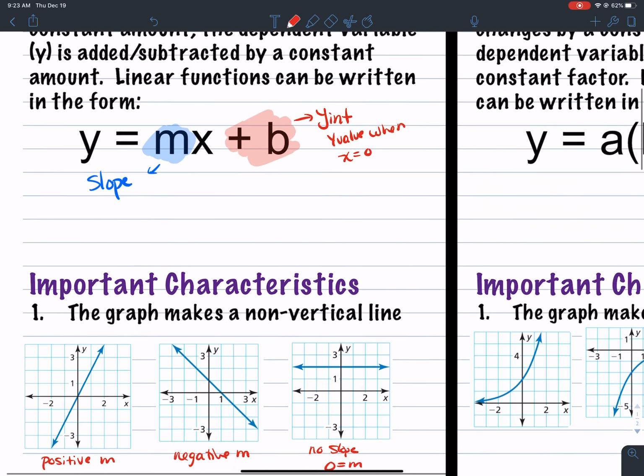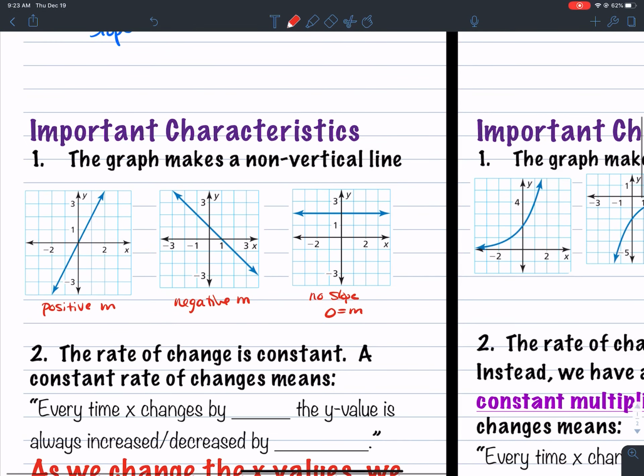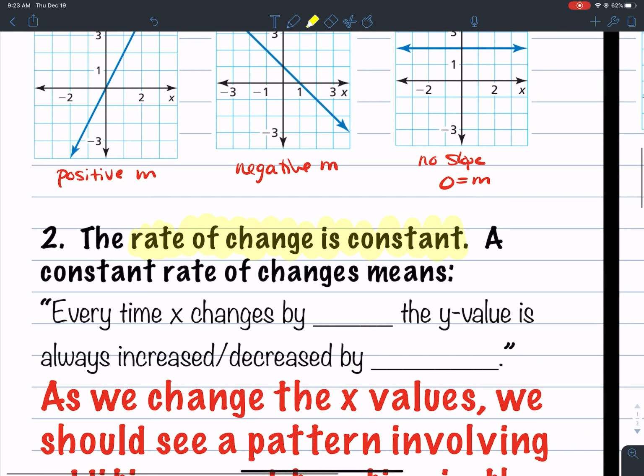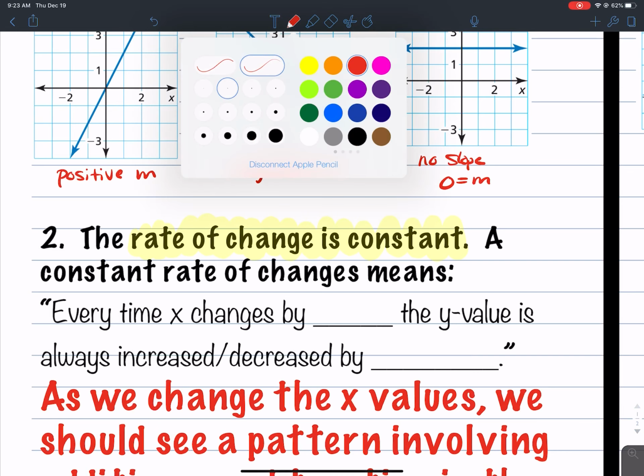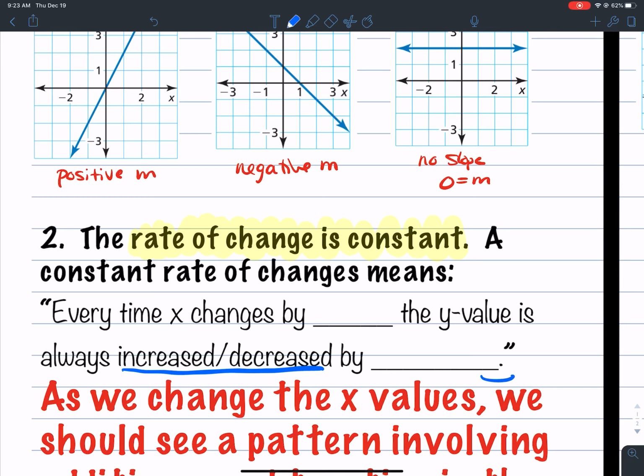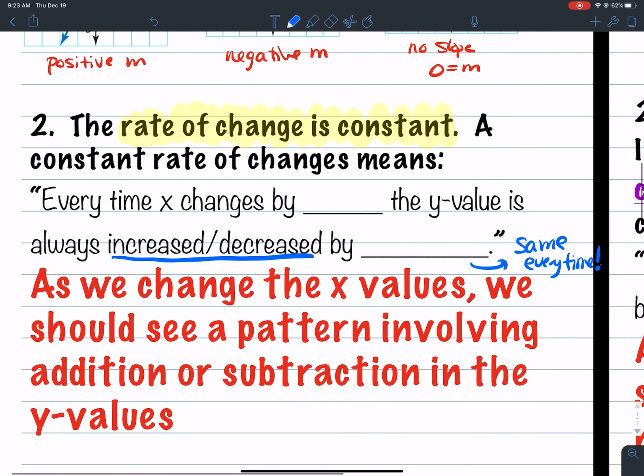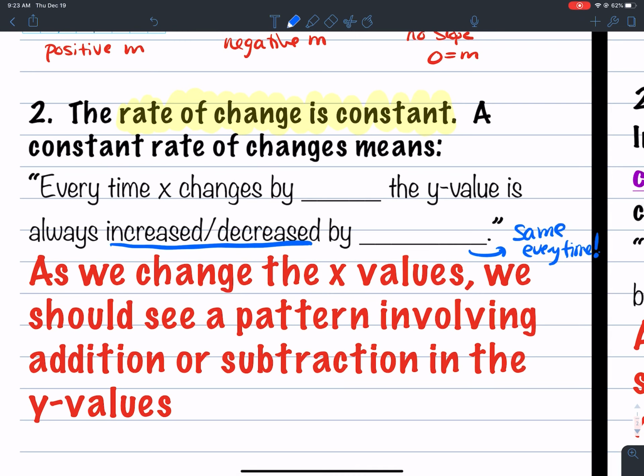Now, the most important thing that we're going to learn today about a line, or remember about a line, is that a line has a constant rate of change. Now that's super, super, super important, but what is a constant rate of change? We have this little sentence to help remind us. Every time x changes by some sort of number, the y value is always going to be increased or decreased by some amount. And what we're saying about that is the amount that it's increased or decreased is the same every time. So I've generalized that to say, as we change the x values in a table or in a linear pattern, we should see a pattern involving addition or subtraction in the y values.